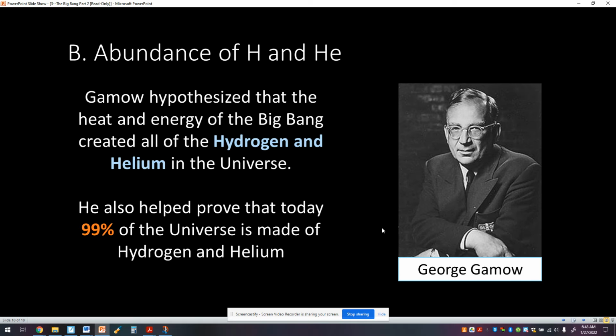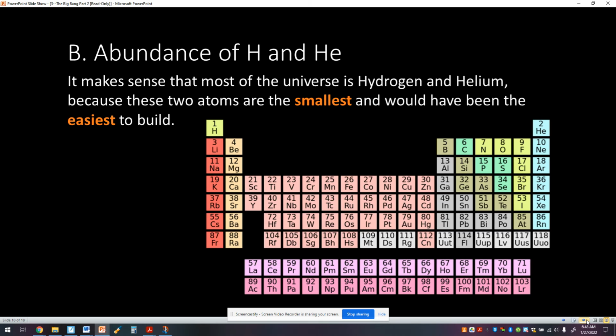And he also helped prove that 99% of the universe is made up of hydrogen and helium. And I think I might have mentioned that in the previous video, that hydrogen and helium are the main components of stars. There are a few other components, but there's nothing more common than hydrogen and helium. Now, as far as planets go, like physical planets like ours, that's not the case. We're not mostly made up of hydrogen and helium. We're made up of bigger elements, and we'll get to that a little bit later next week.